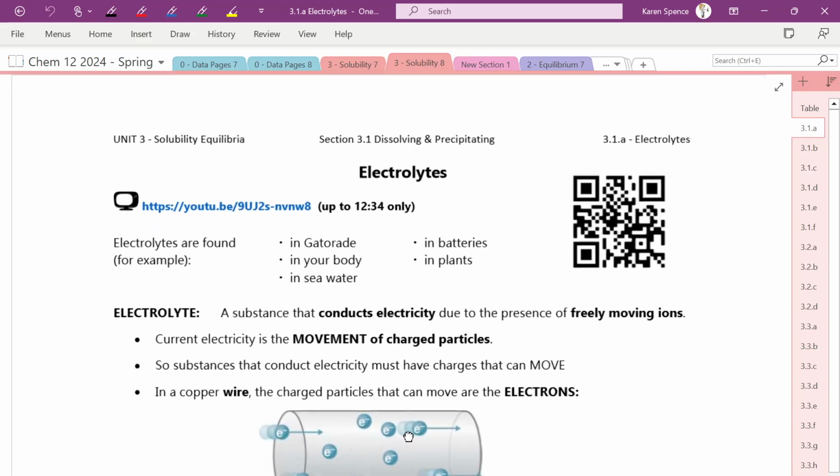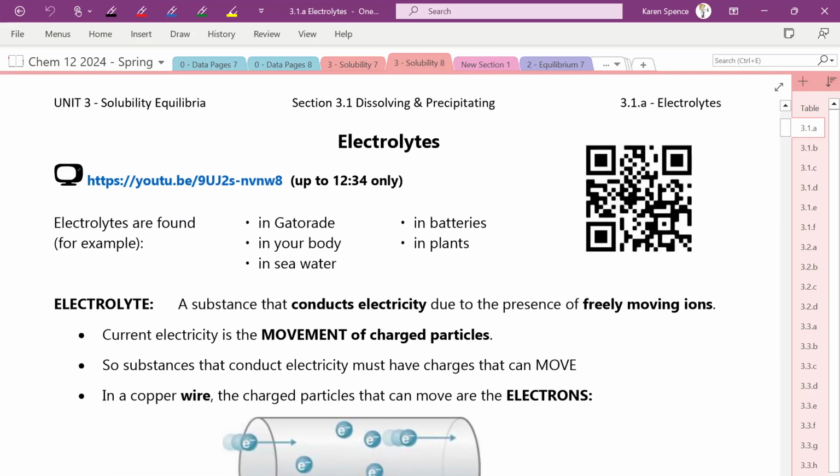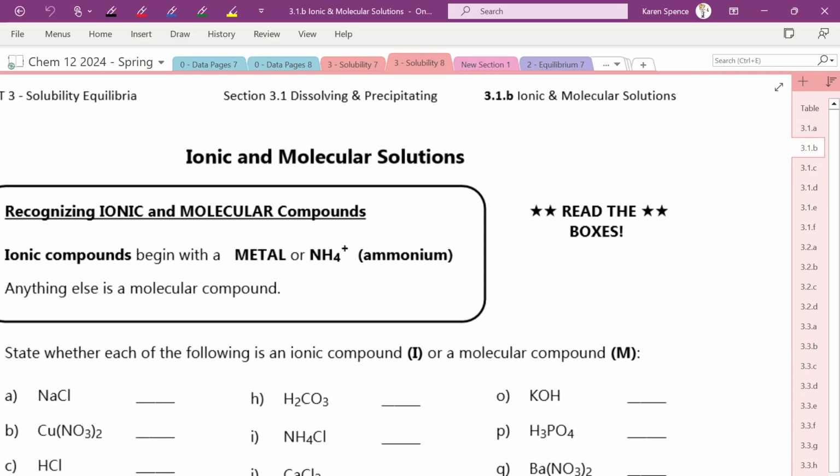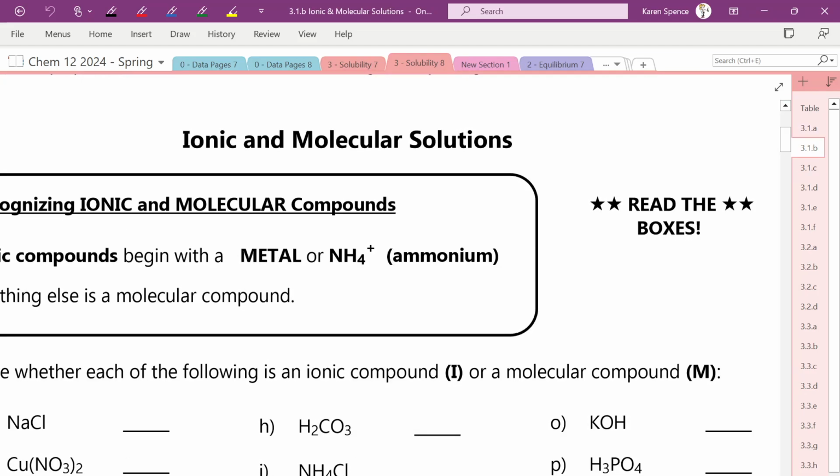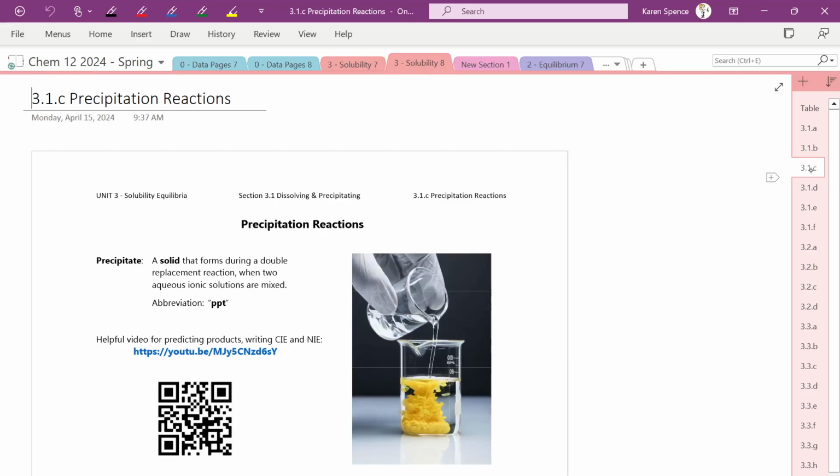Okay. So have we talked about electrolytes already? Yes, we're going to talk about them a little bit more today, just to give you a little review plus a couple more extras. And have we talked about ionic and molecular solutions? A little, right? And have we talked about precipitation reactions?